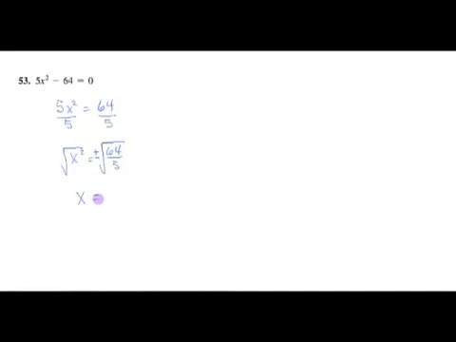We get x equals plus or minus the square root of 64 is going to give me 8, and then I have still the square root of 5 on the bottom, so I'm going to need to rationalize the denominator so that we don't have the radical in the denominator anymore. So that gives me an 8 square root of 5 on top. And square root of 5 times square root of 5 is the square root of 5 squared, which is 5.